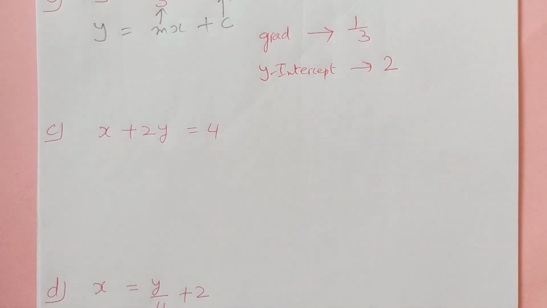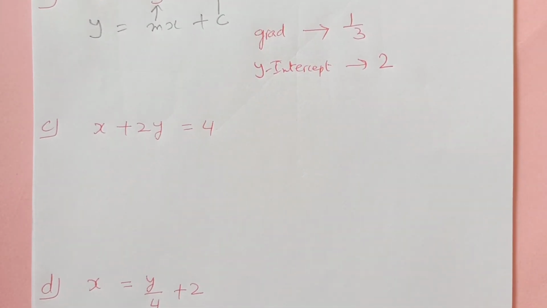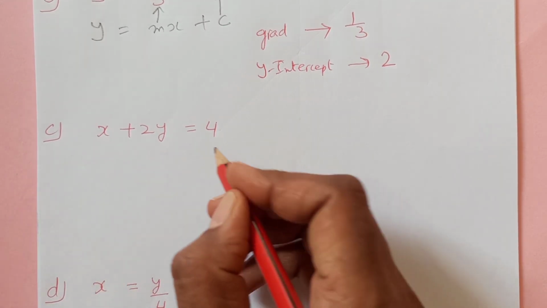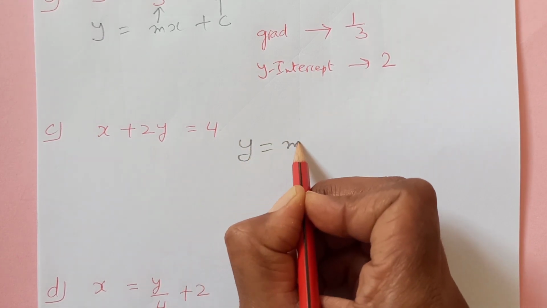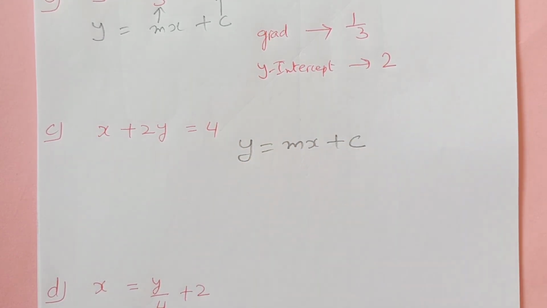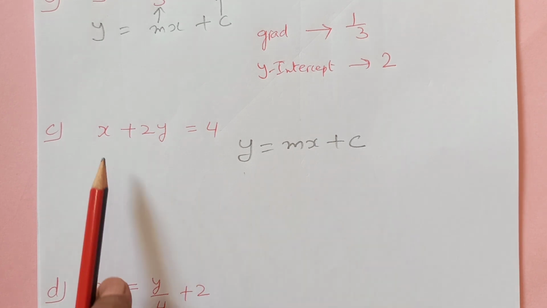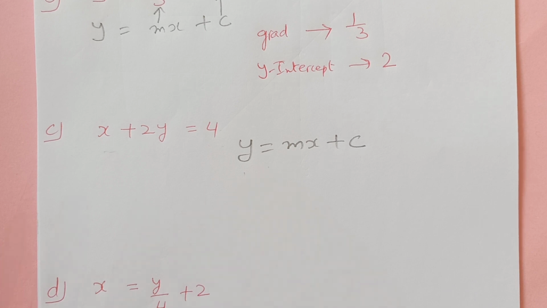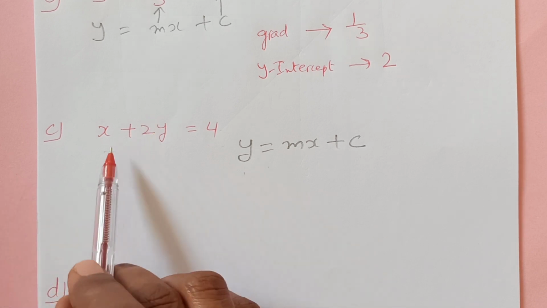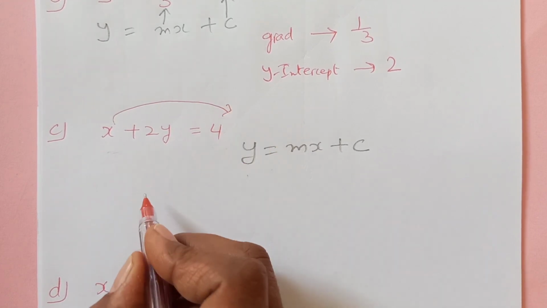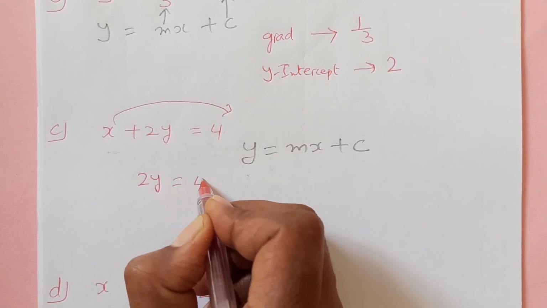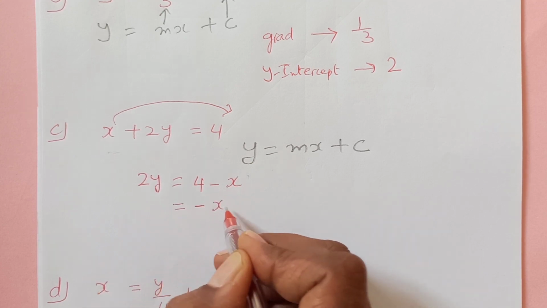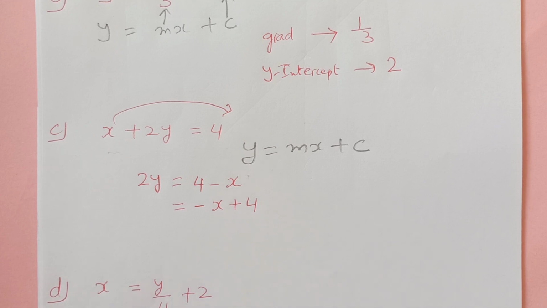Again another example of a different kind. I'm trying to include all kinds of examples here. We have x plus 2y equals 4, and the equation of the line is y equals mx plus c, which means y equals something. Now this is the equation of a straight line, but it is not in this form, but we can easily make it so. How? We can just make y the subject. Shift everything to the other side except y. So this is 4 minus x. We can even write it as negative x plus 4. This is the same thing, right?